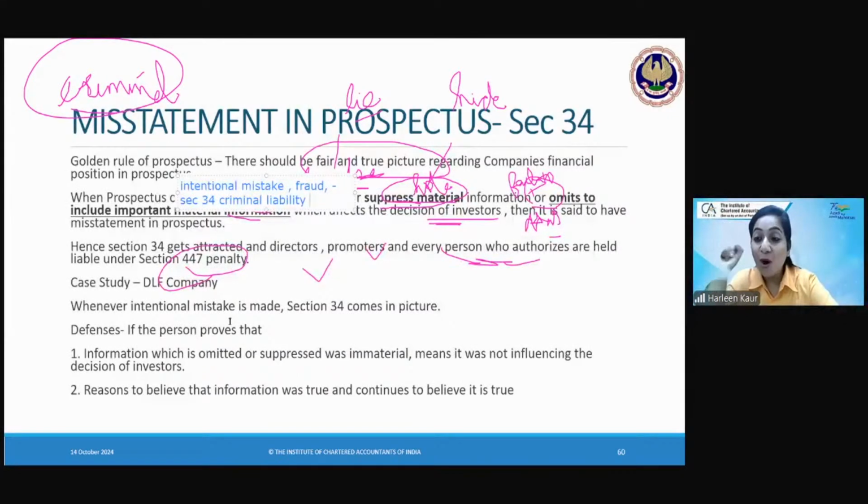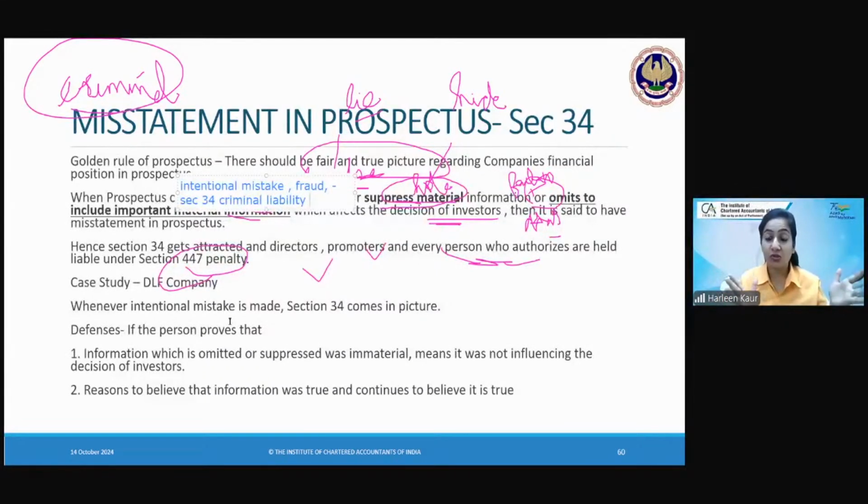So you have given a false statement. झूठ बोलना, lie करना. So the company is giving a false statement: I'm having profits of 100 crore rupees, actually the profit is 1 lakh rupees. So you're giving a false statement. Criminal liability, section 447, will become applicable.